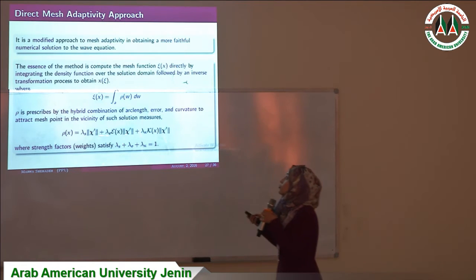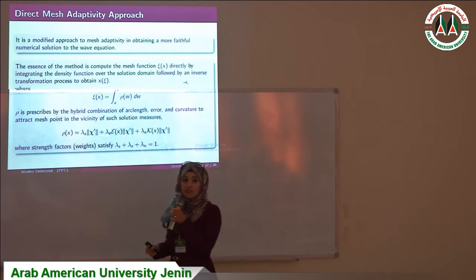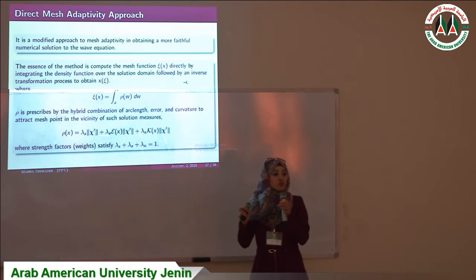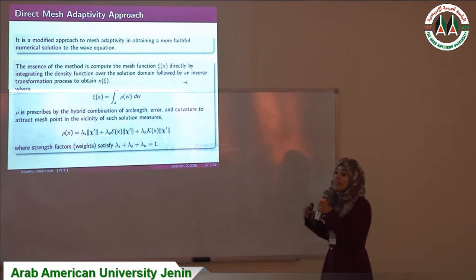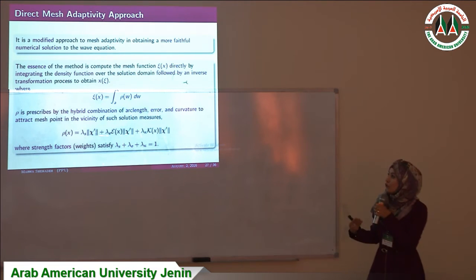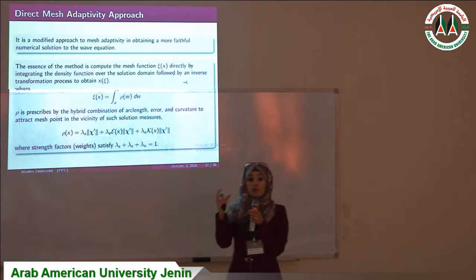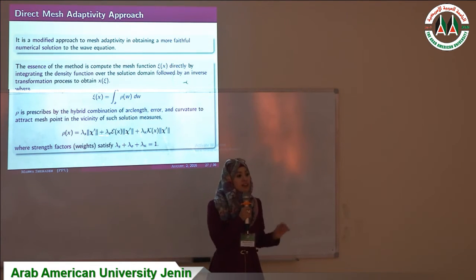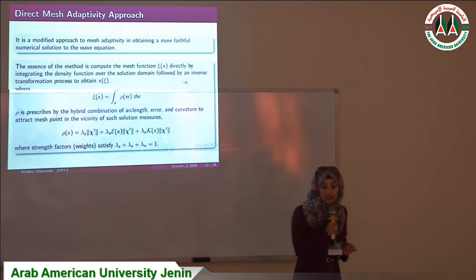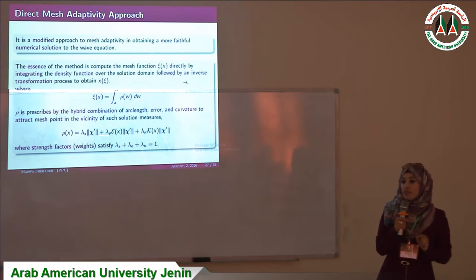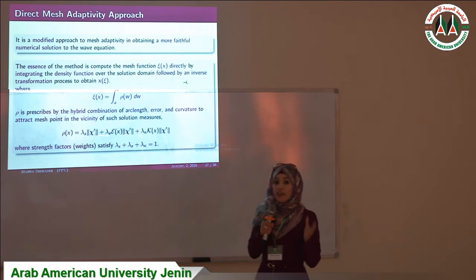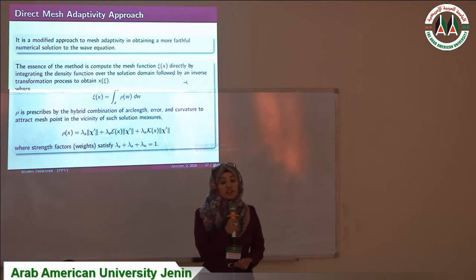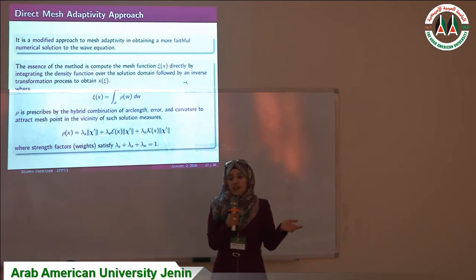So we go to direct mesh adaptivity, a modified approach to the adaptive mesh for obtaining a more faithful numerical solution to the wave equation. The essence of this method is to directly compute zeta x, by integrating the density function over the solution domain, then getting the inverse transformation to get x zeta. We don't have iteration here.